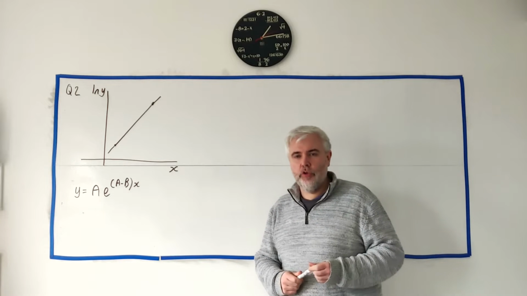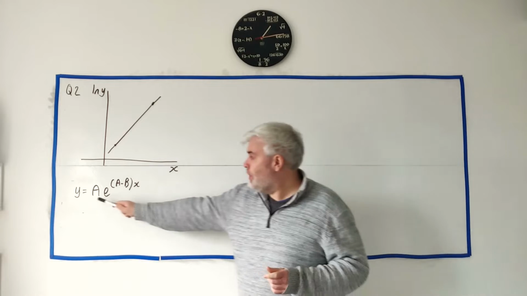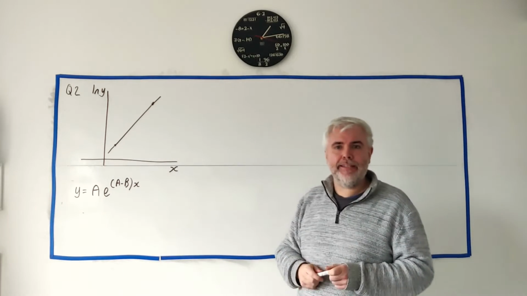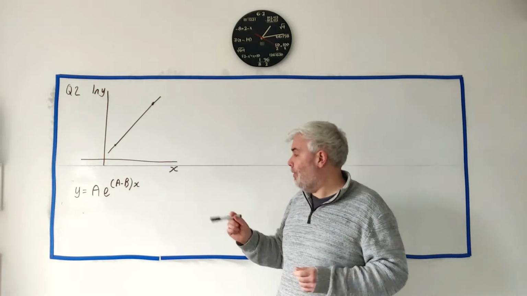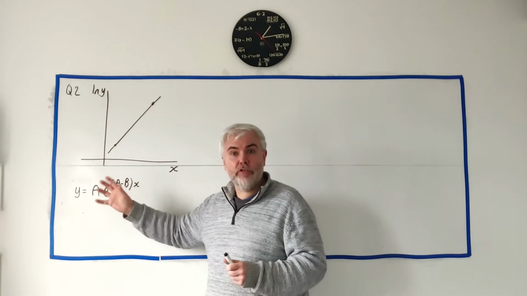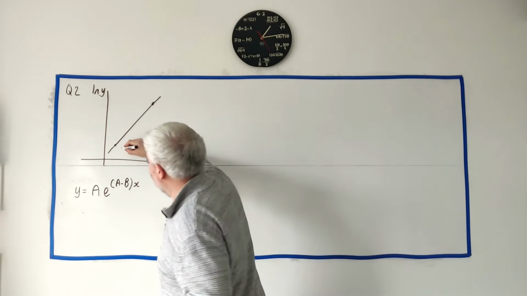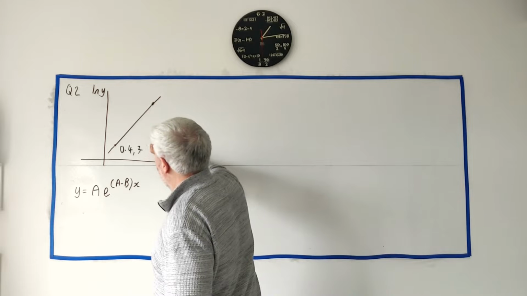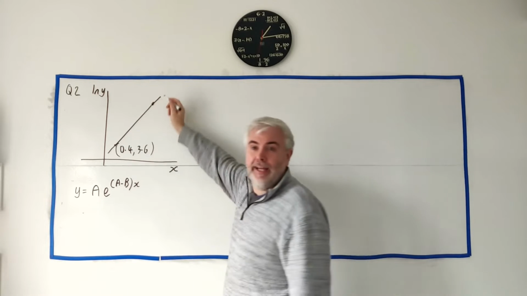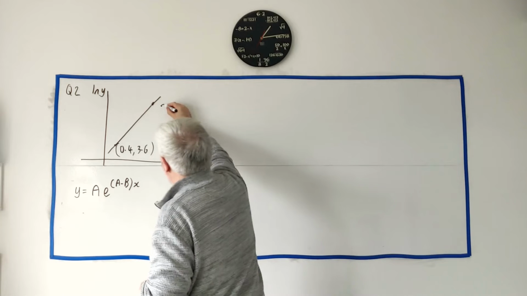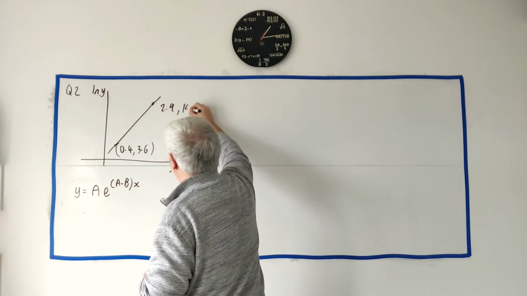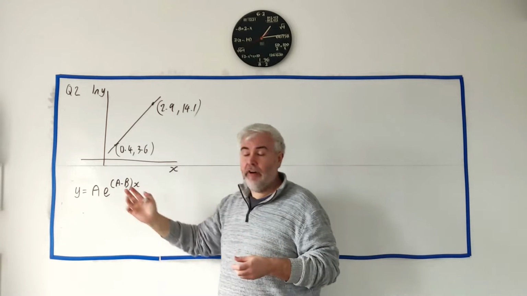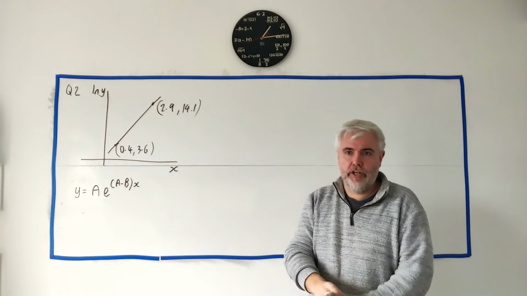This is question 2. In this question, we're going to be dealing with an exponential function and the logarithmic graph that it makes. Basically, this question simply asks us to find A and B, the values for A and B. Oh, I've left out some things here. They tell us some numbers on this graph. 0.4 and 3.6 is this point. And this point up here is 2.9 and 14.1.